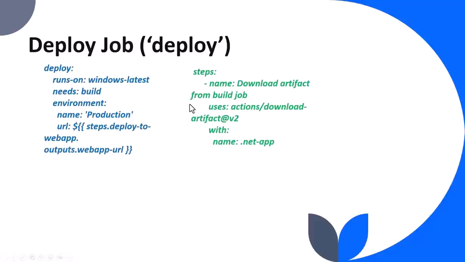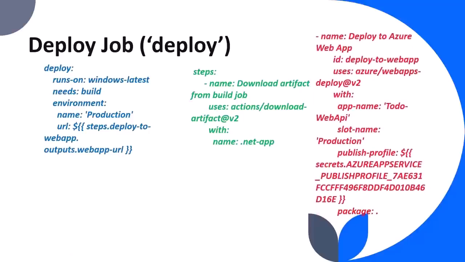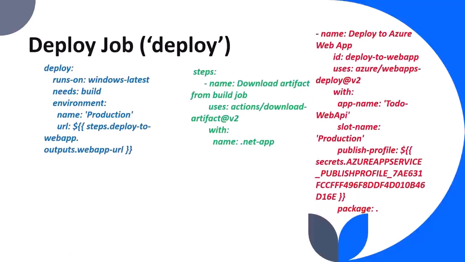So Azure /web apps deploy version 2 uses the Azure web app deploy action to deploy the app to Azure. And with the app name here, it is to do web API, slot name is production, and publish profile authenticates with Azure using a publish profile stored in the GitHub secrets. Okay. And package is the path to app files.